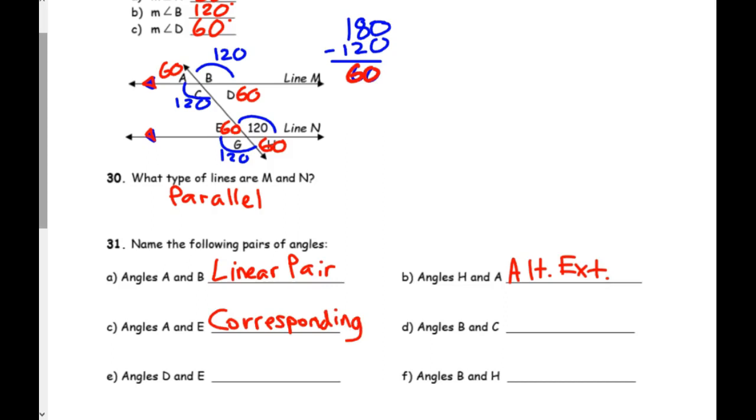B and C at an intersection are across or opposite of each other. These are called vertical angles. D and E are between the parallels, so they're interior, on alternate sides of the transversal, that's alternate interior. B and H are outside the parallels, so they're exterior, they're on the same side of the transversal, so that's same side exterior.